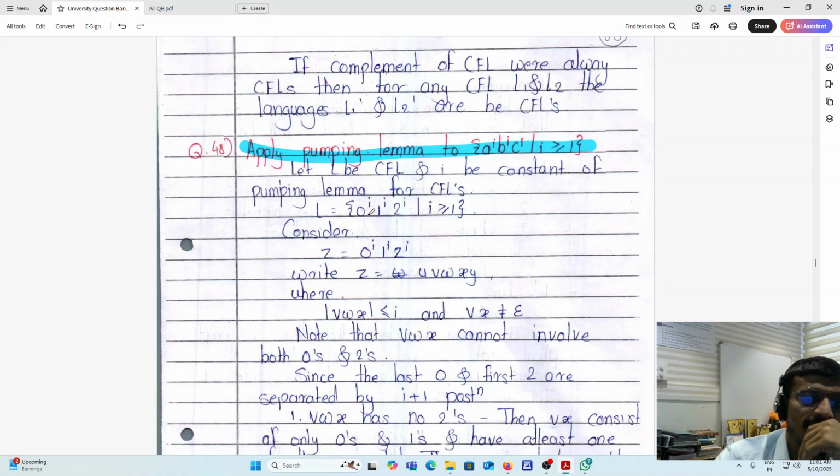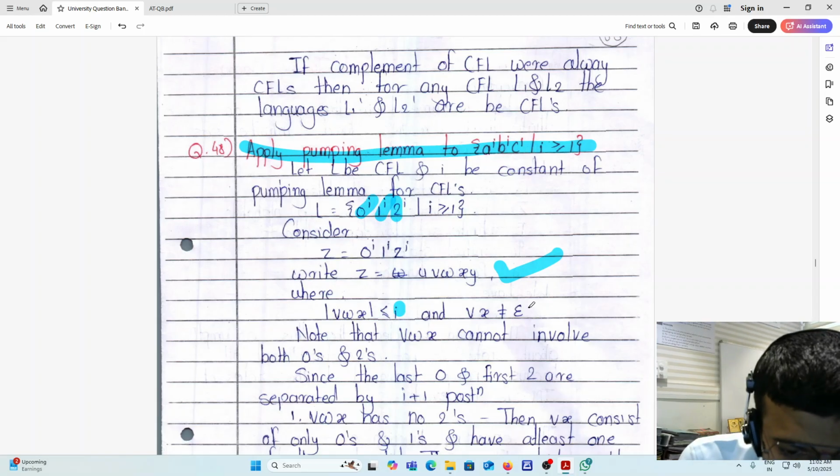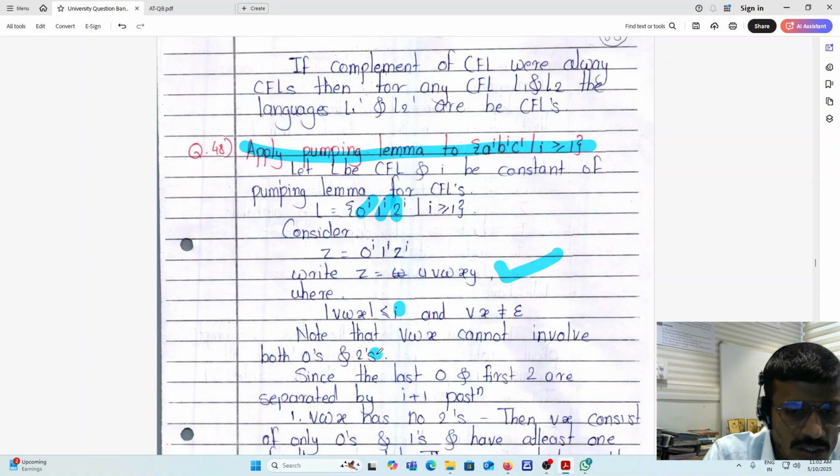So if you see here, 0 raised to i, 1 raised to i, then 2 raised to i for i greater than or equal to 1. Both have the same meaning. Either you can take here a, b, c or you can take here 0, 1, 2. Z is equal to 0 raised to i, 1 raised to i and 2 raised to i, while Z is equal to uvwxy. We are considering here Z is equal to uvwxy, and most importantly you have to also mention here that vwx is less than or equal to i and vx is not equal to epsilon. Note that vwx cannot involve both 0's and 2's.